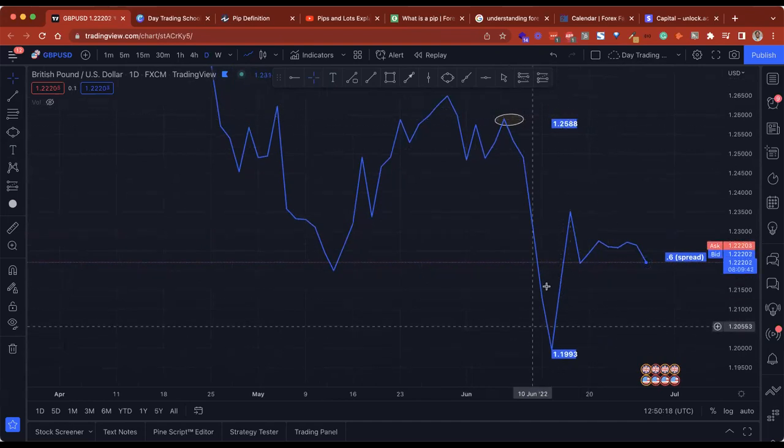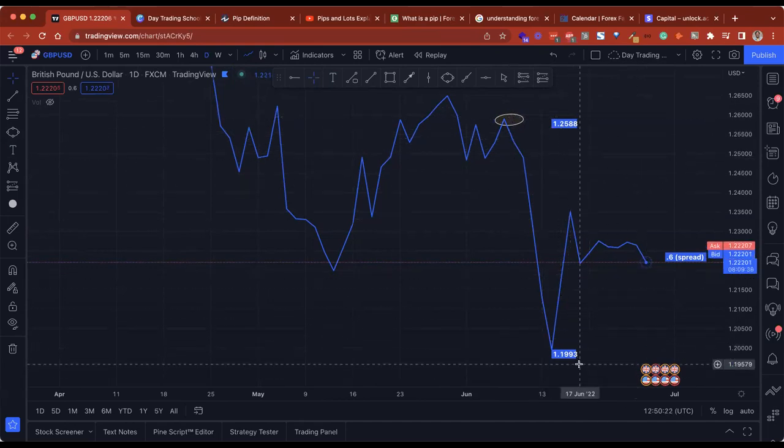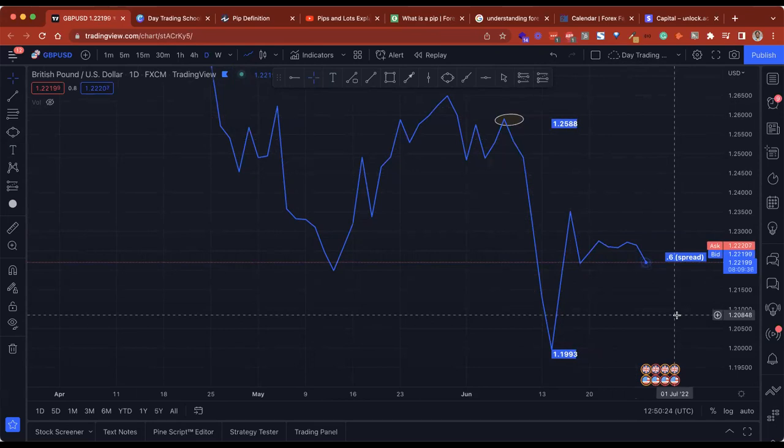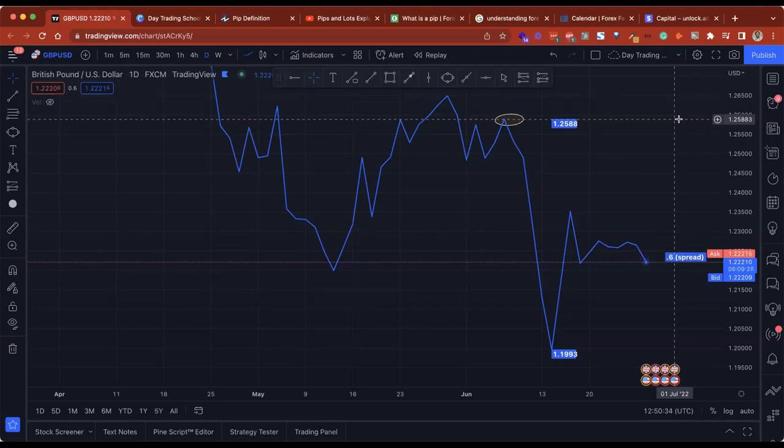Okay, so how many pips? What was the difference? How much changed from this point to this point? How would you do this math? What's the easy way to do this without overcomplicating it, making it hard for yourself?